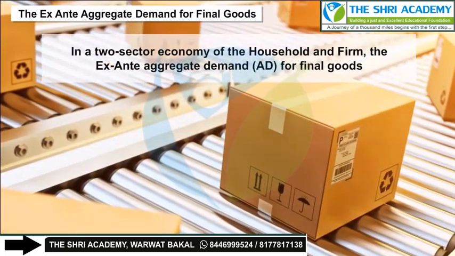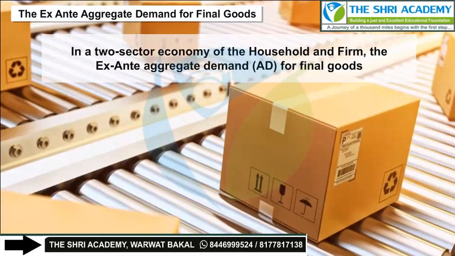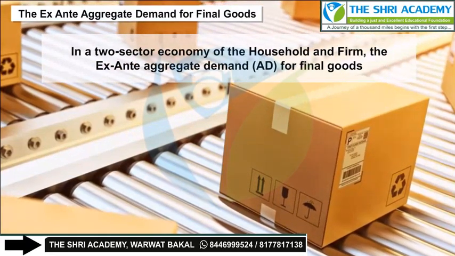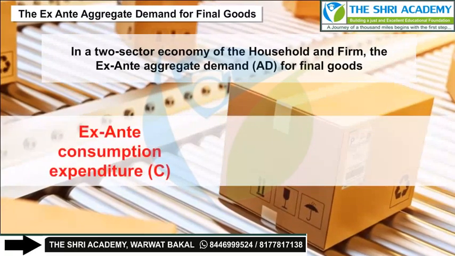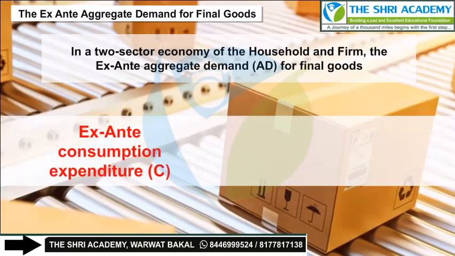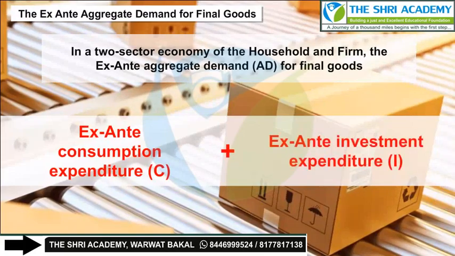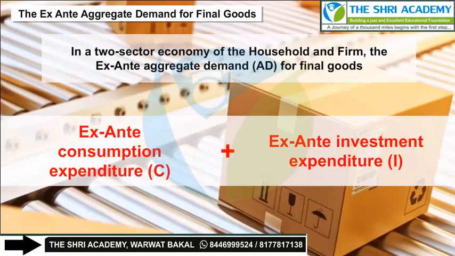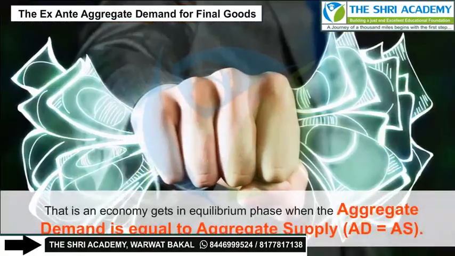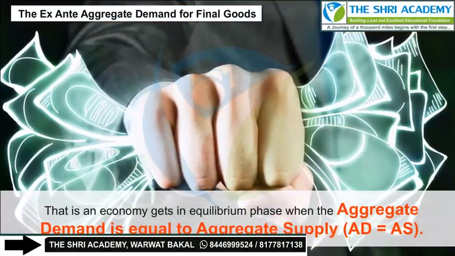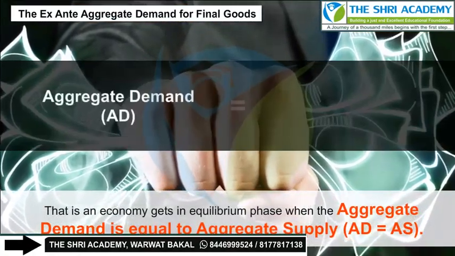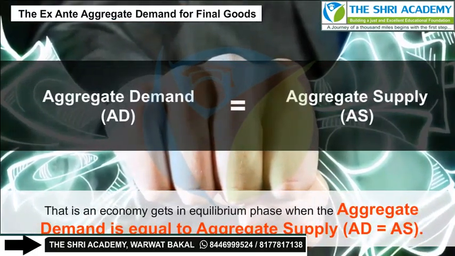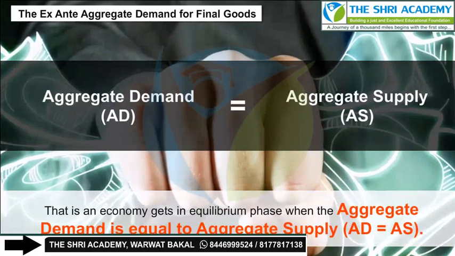In a two-sector economy of the household and firm, the ex ante aggregate demand or AD for final goods is the sum total of ex ante consumption expenditure C and ex ante investment expenditure I on the final goods. That is, an economy gets in equilibrium phase when the aggregate demand is equal to aggregate supply, that is AD = AS.